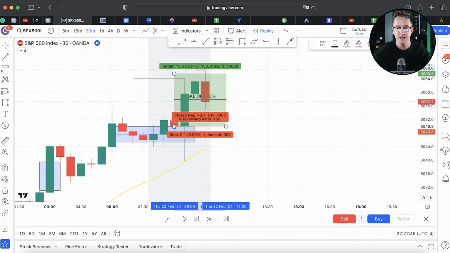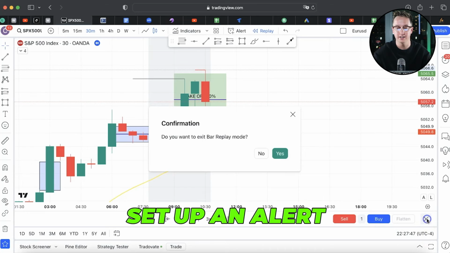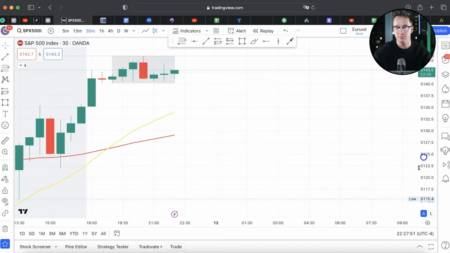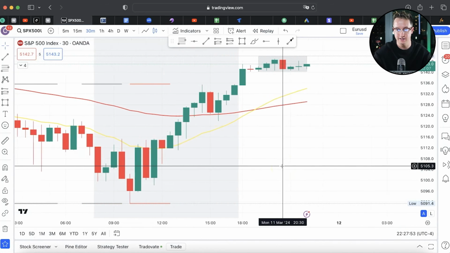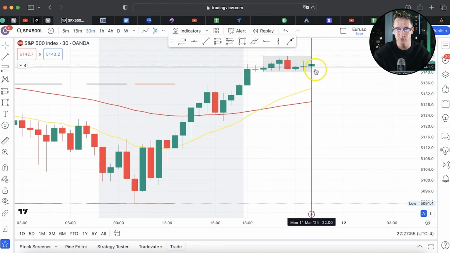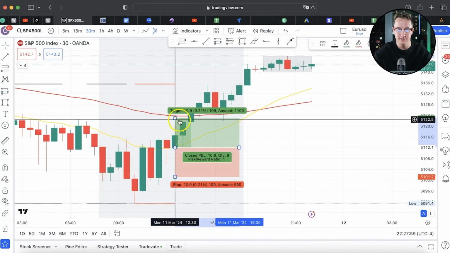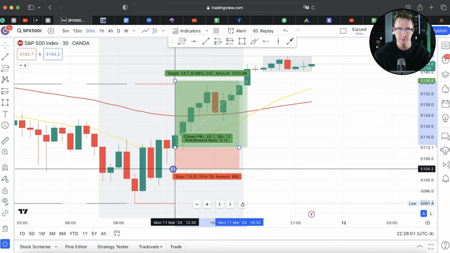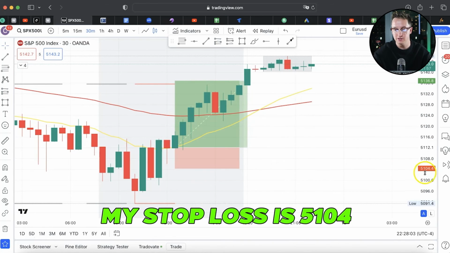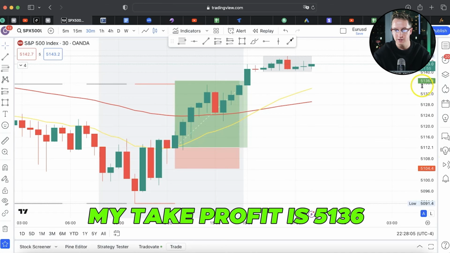Let me show you guys how I would set up an alert. So let's go back to present time. Ideally, let's say that I'm looking for a buy back here. Let's say I was going for a buy right here. Boom, I'm going to just put some stuff right here. Now my stop loss is 51.04. My take profit is 51.36.